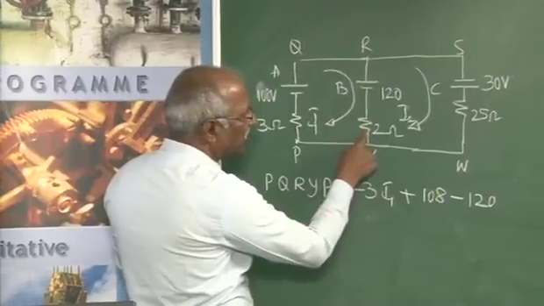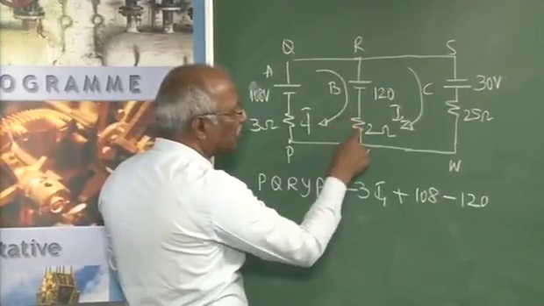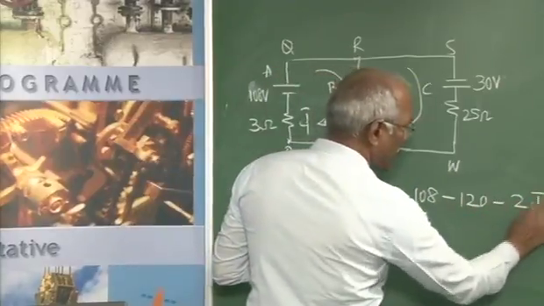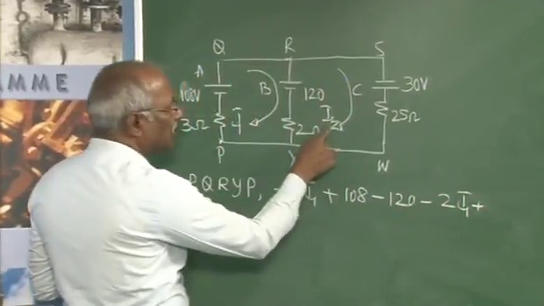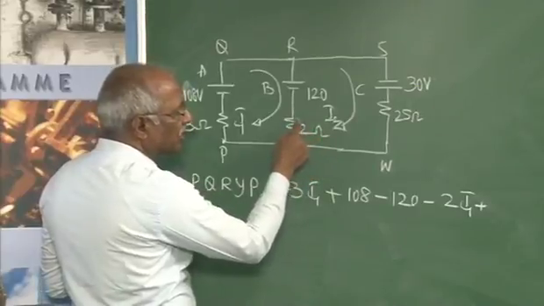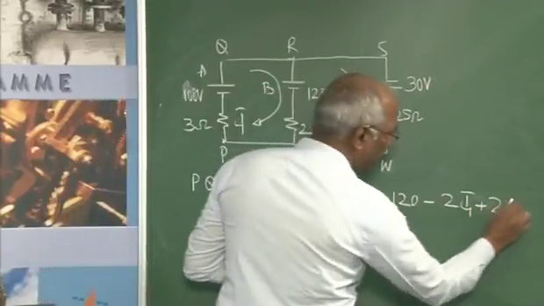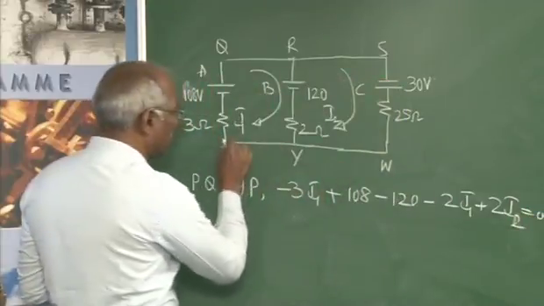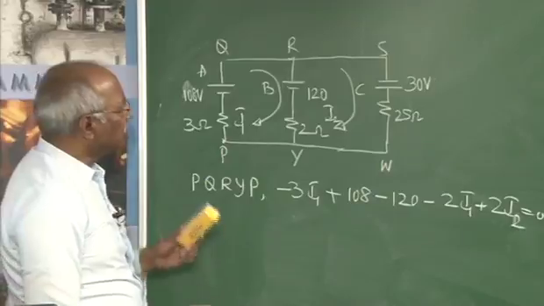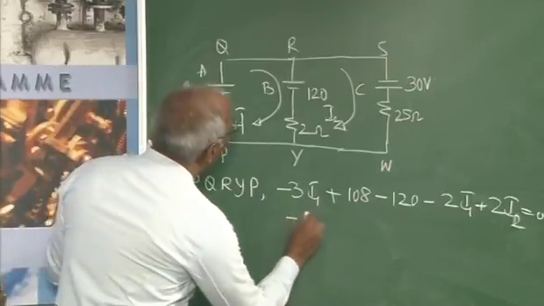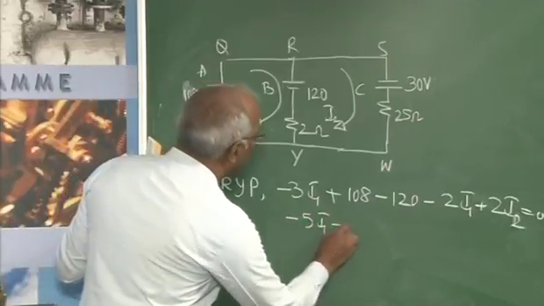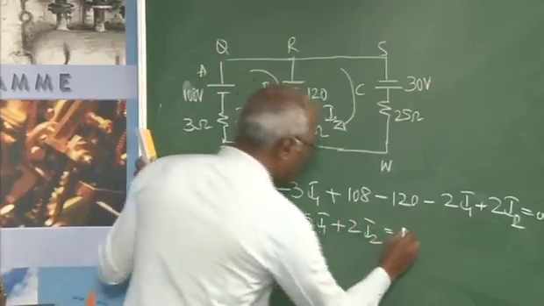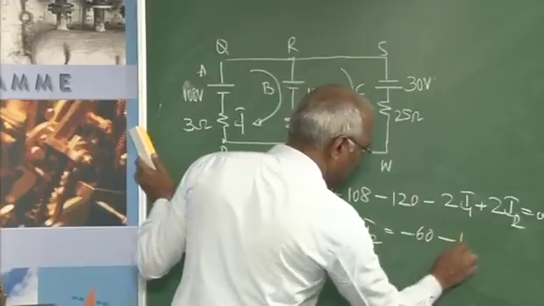Then when I come to this resistance, there are two currents, I1 and I2. As far as I1 is concerned, it is minus 2 I1. And when it comes to I2, since I am going against the current, it has to be plus 2 I2, equal to 0, having come back to the starting point. This can be written as minus 5 I1 plus 2 I2 equal to minus 60. Call it equation 1.